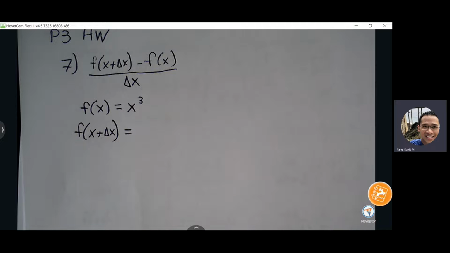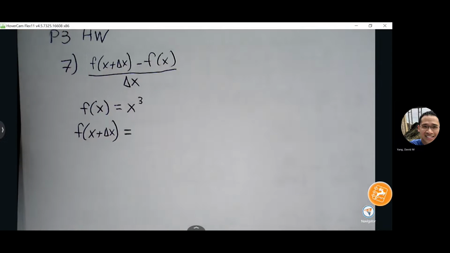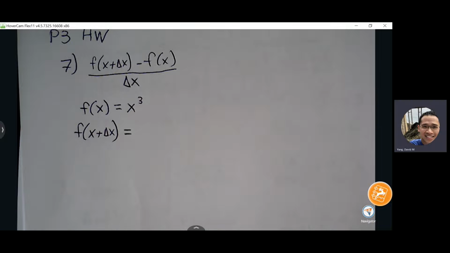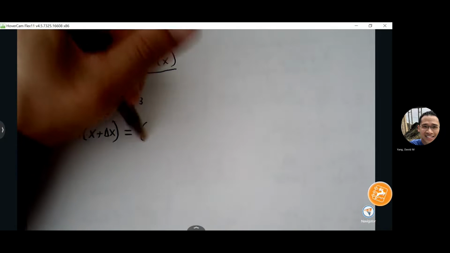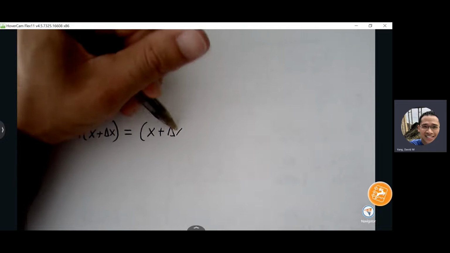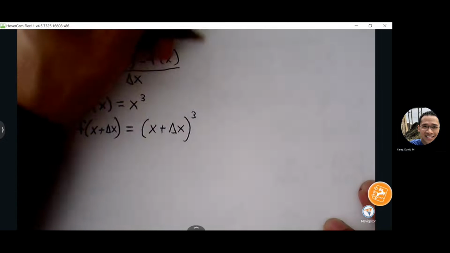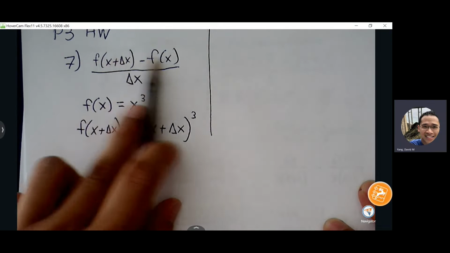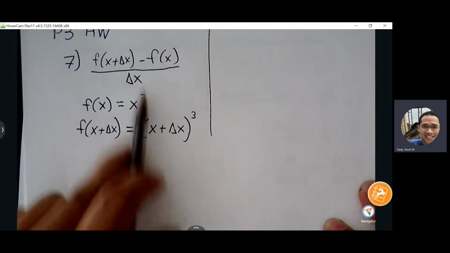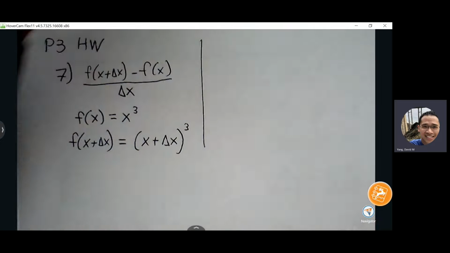Okay, what do we find or discover for f of x plus delta x? If f of x is x cubed, what's f of x plus delta x? Good. x plus delta x cubed, right? I'm removing the x variable, and in place of it, I'm putting x plus delta x, cubed. Let's just replace the numerators out of function notation into expression form.